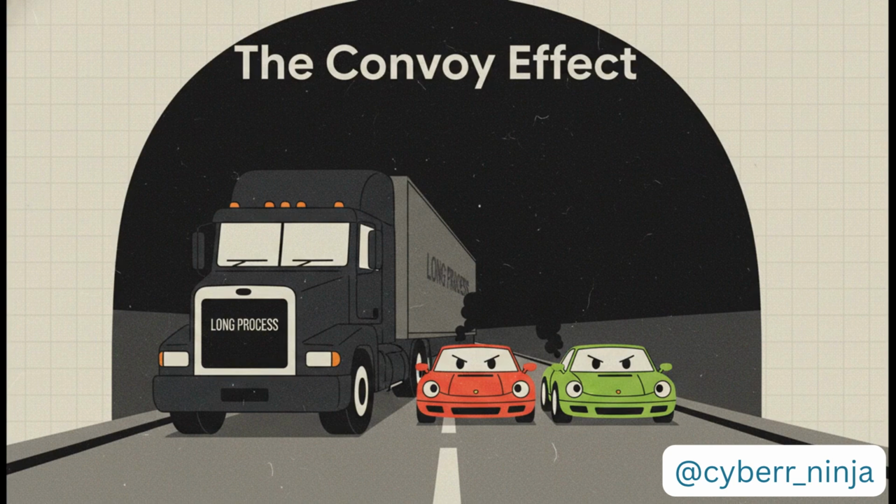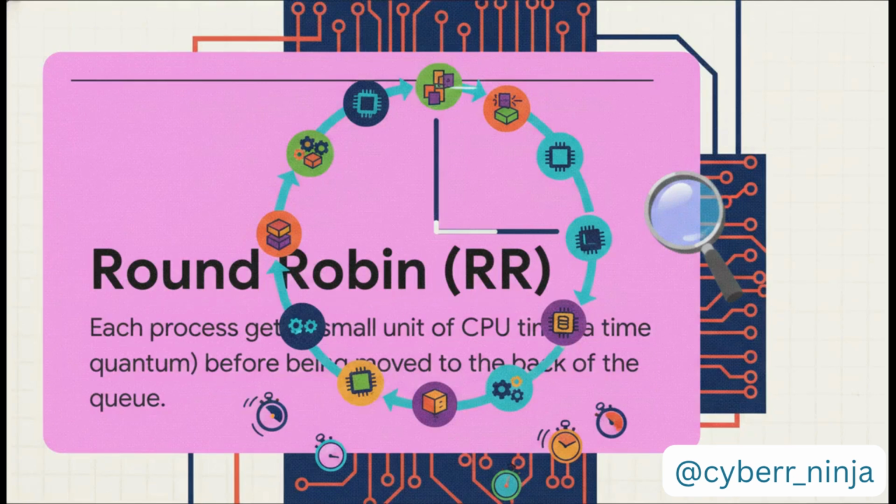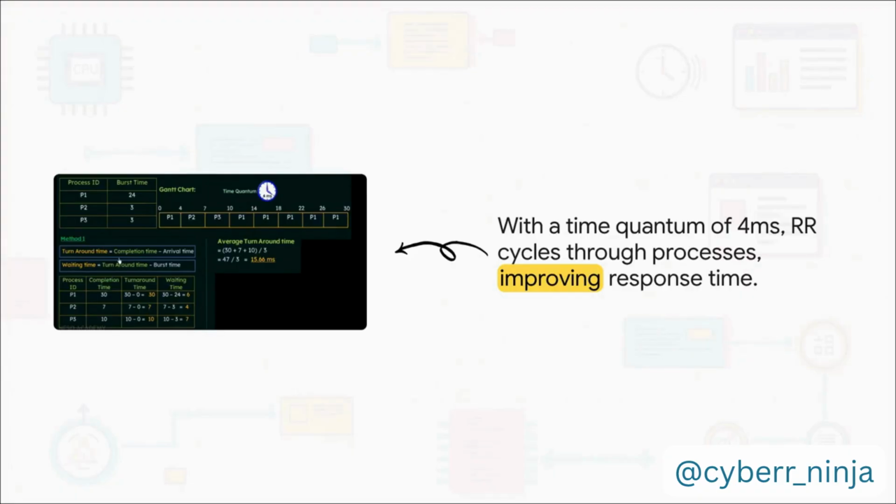So, can we do better? Oh, yes, we can. Enter round robin. This is a much smarter, much fairer approach. It's preemptive, and it gives every single process a small slice of CPU time, so those big, long jobs can't hog all the resources. Now look what happens when we run the exact same processes through round robin, but this time with a little time slice of 4 milliseconds.